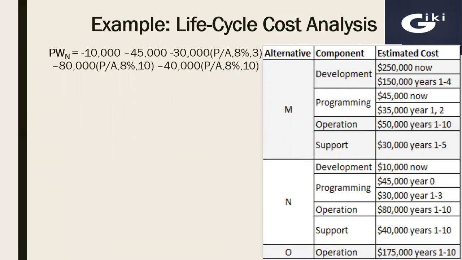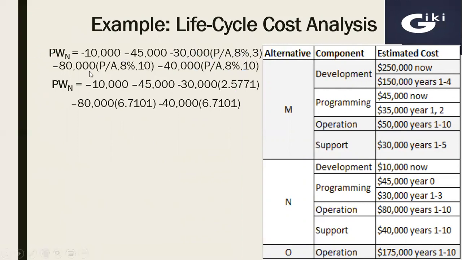Now we need to put factor values. 10,000 as it is, 45,000 as it is, and 30,000 times P over A factor for 8% and 3 years, whose value is 2.5771. Then 80,000 times P over A factor for 8% and 10 years, factor value is 6.7101. And finally 40,000 for support component for 10 years. So P over A factor value for 8% and 10 years is 6.7101. The resulting present worth for alternative N is $937,525.